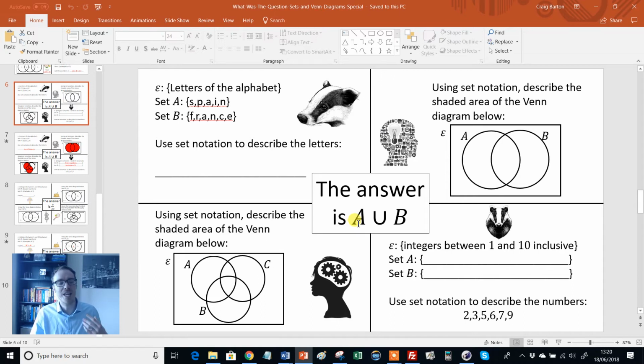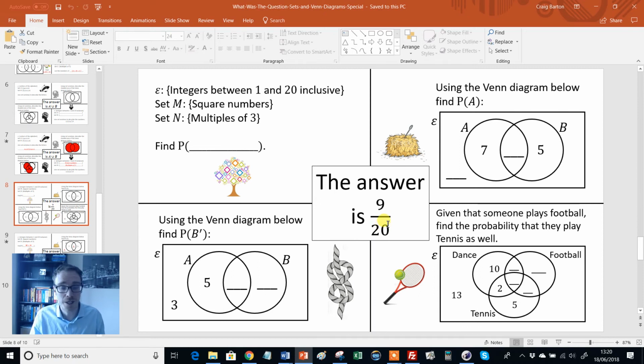So I love this because now it's not just a number answer. We've got notation for an answer. So what could the question be? And it just goes on and on and on. This time we've got probabilities coming into play. So now we're really getting the kids thinking.